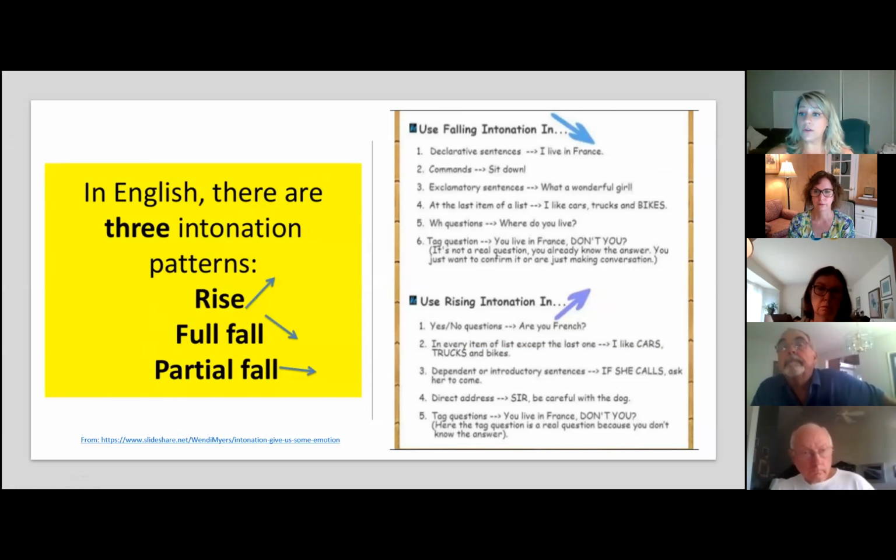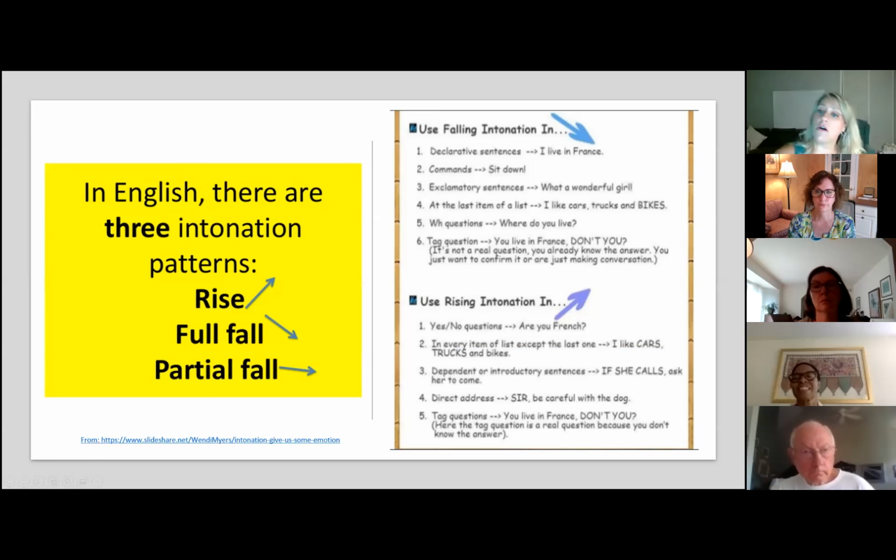It's a wonderful girl. And also in terms of a list, notice when I do a list, I rise, and then fall. I like cars, trucks, and bikes, and I fall, right? And also WH questions, which are very different from yes/no questions. And we'll look at that in just a second. But WH questions: where do you live? Okay, and I'm going down, which tells my listener, this is a WH question.